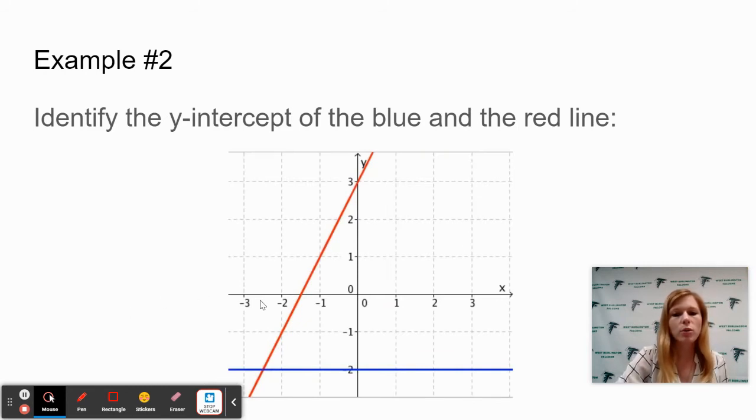In example number 2, I have a red function and a blue function. The red function is crossing the y-axis at 3. So the y-intercept of the red function is 3. And then the blue is crossing the y-axis at -2. So I would say the y-intercept of the blue function is -2.